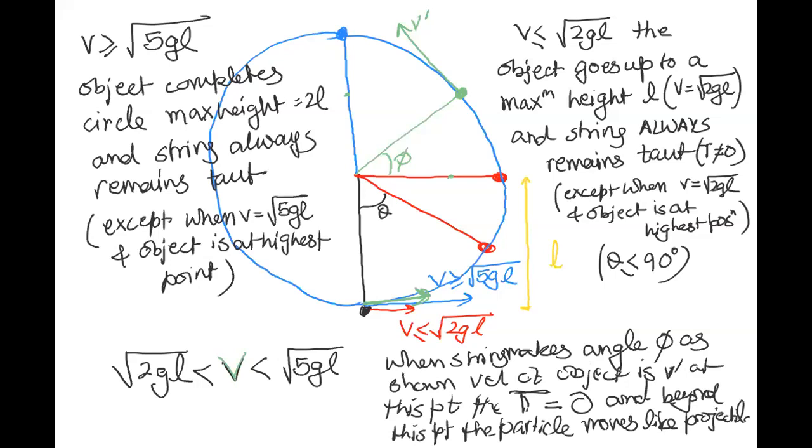So the object goes up at some angle phi, which we have to work out, of course. At some angle phi, there is some velocity v dash, which again you have to work out. Nothing is given, nothing is known. The object becomes a projectile because the tension in the string goes to zero.